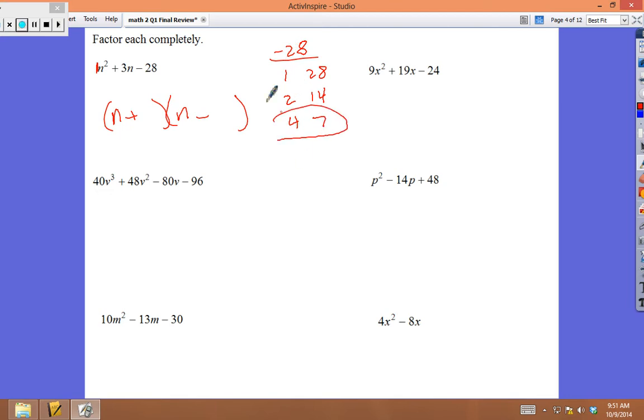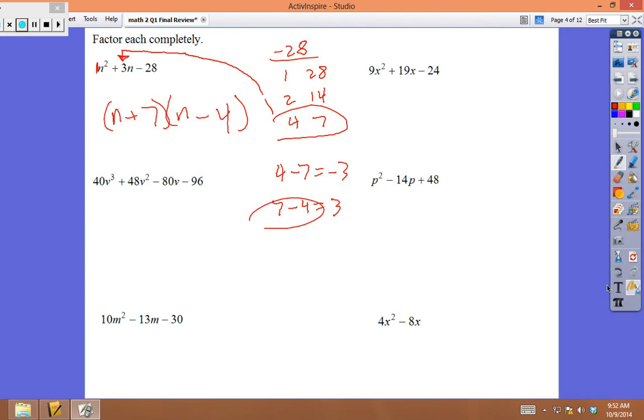I'm drawn to the 4 and the 7 because I need to make out of them a 3. So now I just got to figure out which one's negative and which one's positive. 4 minus 7 equals a negative 3, and 7 minus 4 equals a 3. So I'm going with the 7 positive, and a 4 negative. 7's got to be positive, 4's got to be negative. And that is it.